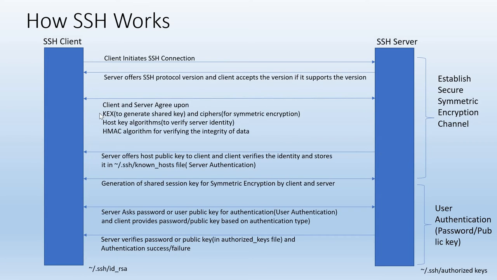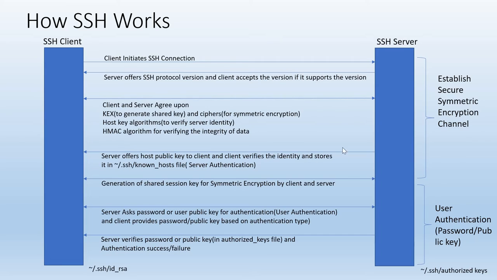So once the client and server agree upon the required algorithms to establish the channel, the server will send a public key, which is a public host key, to the client, and the client will verify the identity using the host key algorithm. Once the identity of the server is verified, it will store it inside the SSH known hosts file. This known hosts file contains all the hosts whose identity is verified by the client. This is called server authentication.